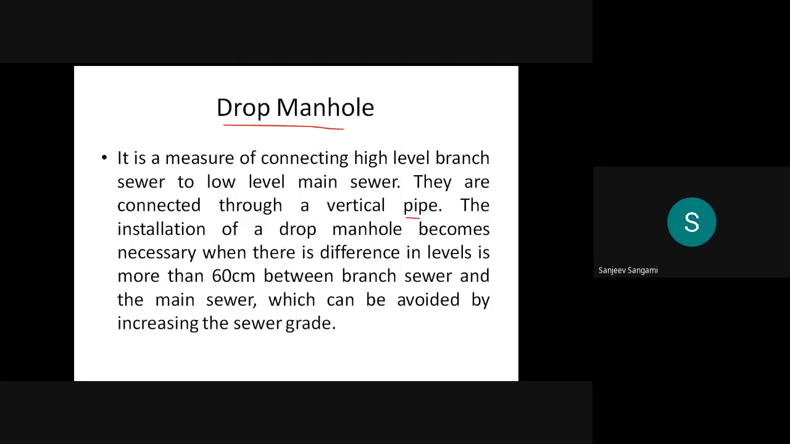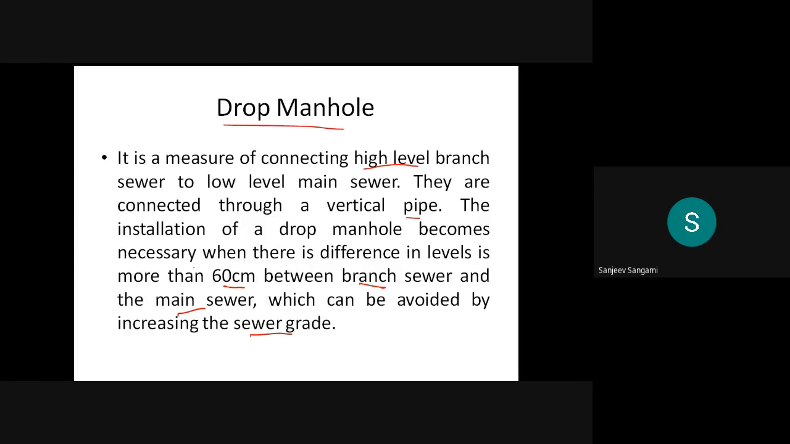The installation of drop manholes becomes necessary when there is a difference in the levels of more than 60 centimeters between the branch sewer and the main sewer, which can be avoided by increasing the sewer gradient. Very important, this one. Wherever the high level branch sewers are there, at higher gradients, that time we have to provide this drop manhole, connected through a vertical pipe. The installation becomes necessary when the difference in levels is more than 60 centimeters.